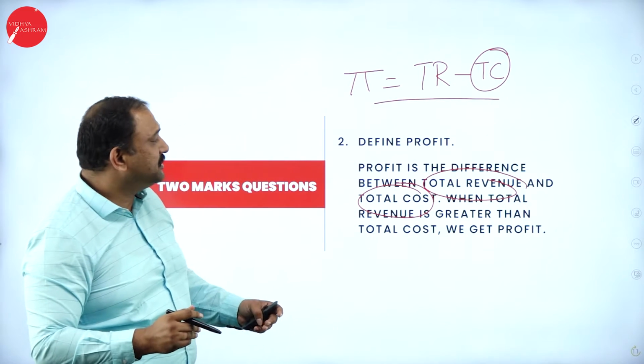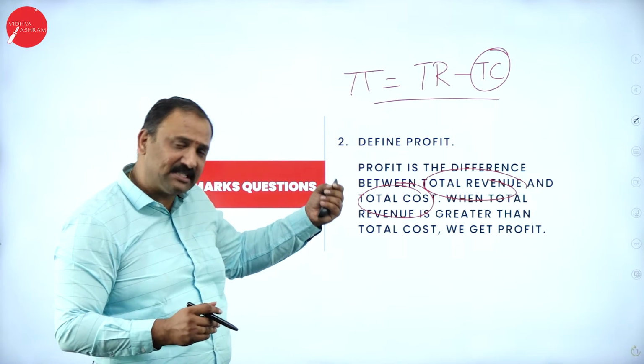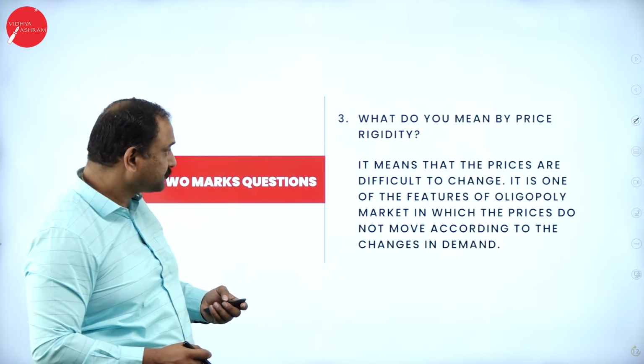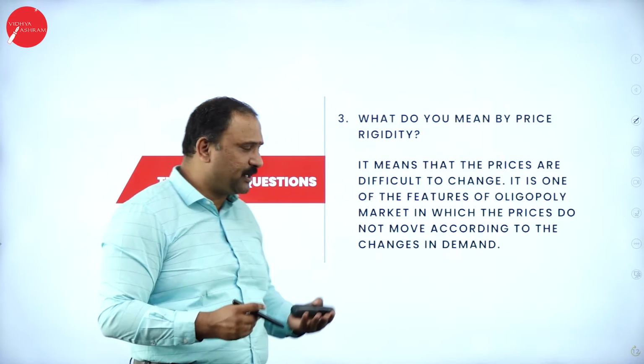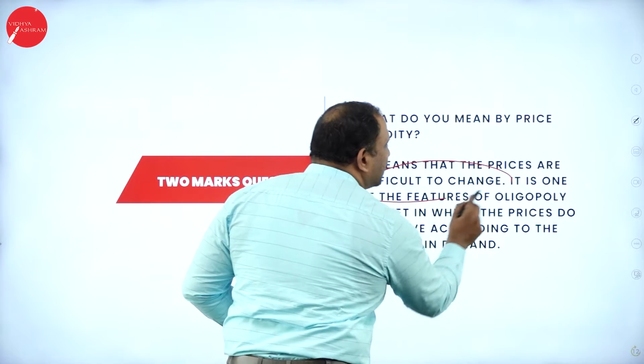So what happens here is that the more revenue the firm generates, the cost will become lesser and automatically you will be able to generate more profit. Price rigidity, which is very, very important, means to say that prices are difficult to change.